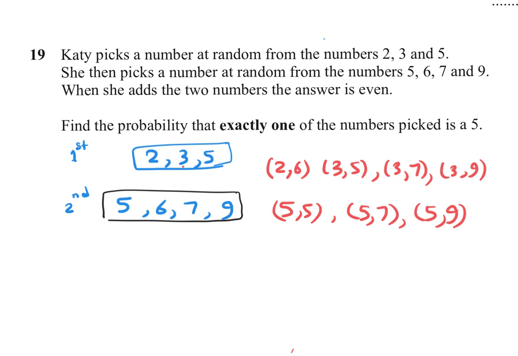One from the first group and the other from the second group, such that the sum is even, because it's given to you. From those, how many have exactly one 5? Exactly one of the two numbers is 5? 1, 2, 3. So we have 3 from 7. So we have 7 outcomes, but exactly one 5, so we have 3 outcomes. So the probability equals 3/7.